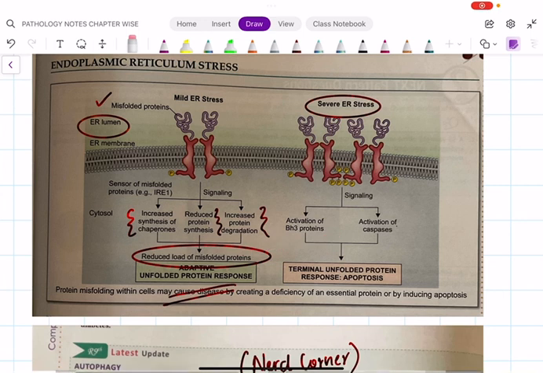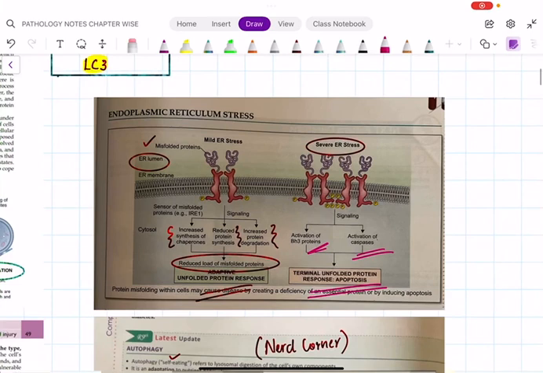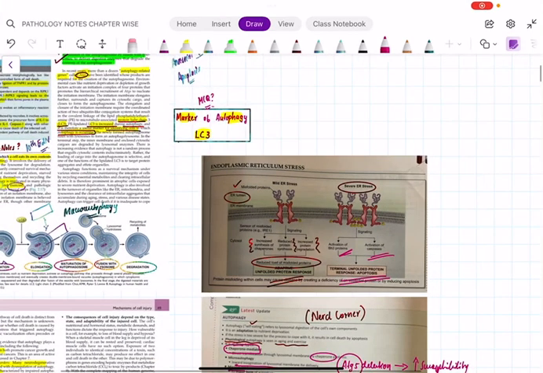They are the sensor proteins. Am I right? Yes, they are the sensor proteins. Then caspase will be activated. Finally, what is the fate? That is apoptosis. So you can just focus on this picture. Just write this picture: endoplasmic reticulum stress or unfolded protein response.